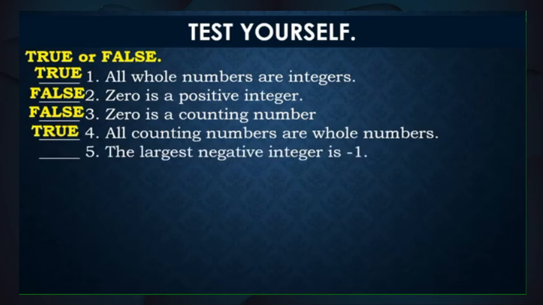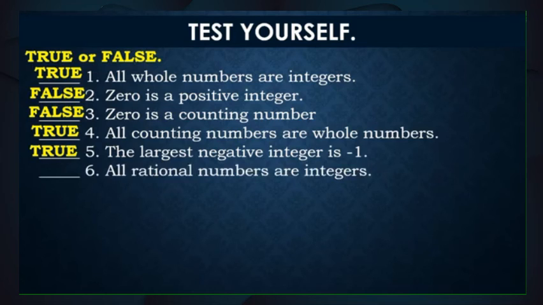Number 4, all counting numbers are whole numbers. That is true. Number 5, the largest negative integer is negative 1. That is true because kung titingnan natin, if we will be looking at the number line, the number on the right side is always bigger than the number on the left side. So, since yung negative 1 ang pinaka nasa kanan, so therefore, negative 1 is the largest negative integer.